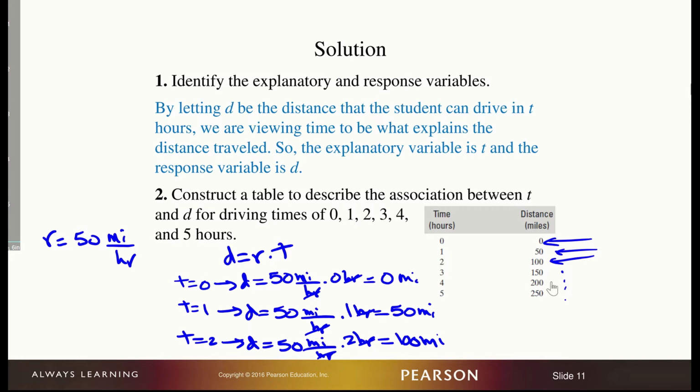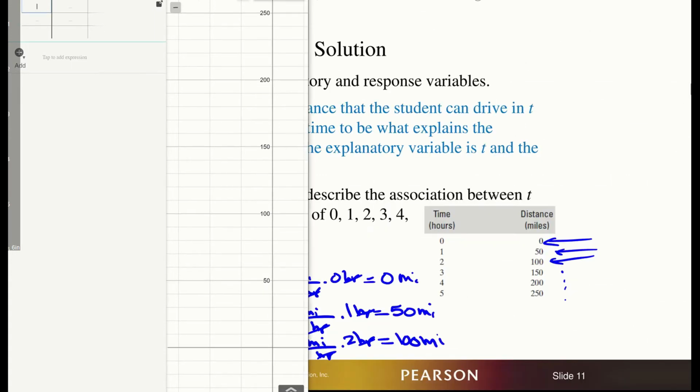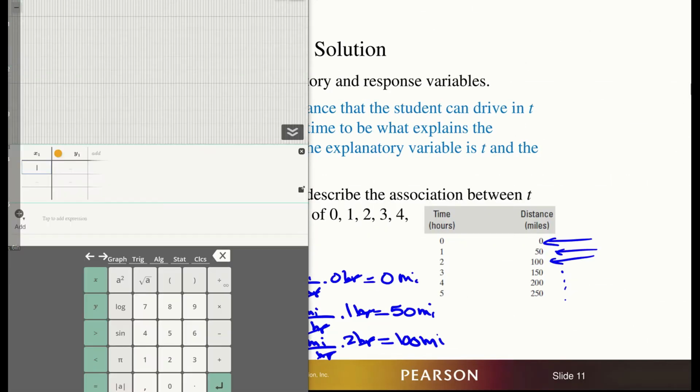Now we're going to make a scatter plot. Today I want to go ahead and show you how to do that on ClassCalc. So let's go ahead and take a look. Okay, so we'll go ahead and add a table. And with ClassCalc, you have to make sure, let me bring it into better view here.